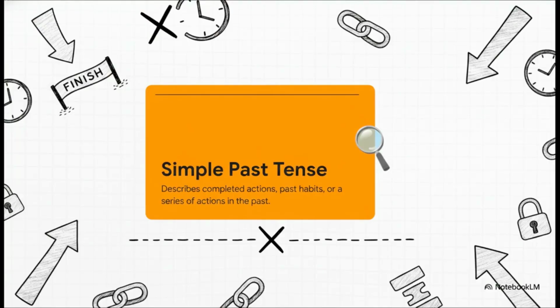The absolute key word here is completed. The simple past is for anything that is 100% done and dusted. It started in the past, it ended in the past, and we're just talking about it now as a finished fact. It's clean, it's simple, it's direct.